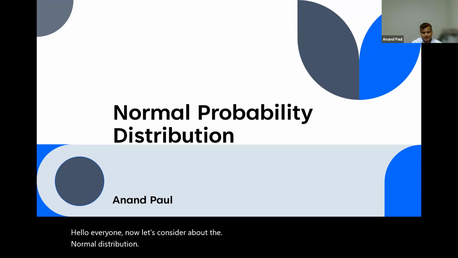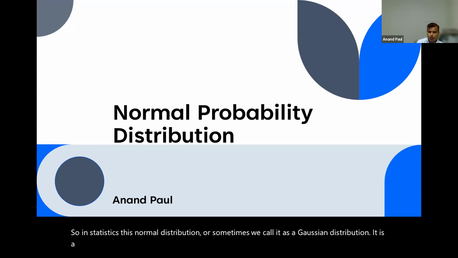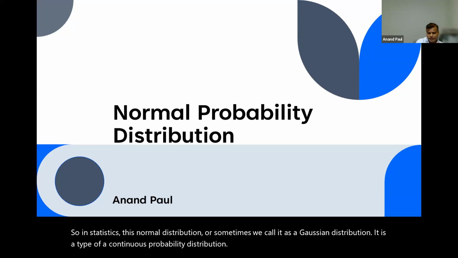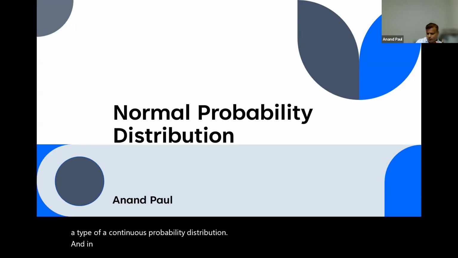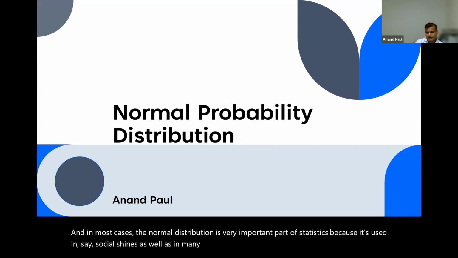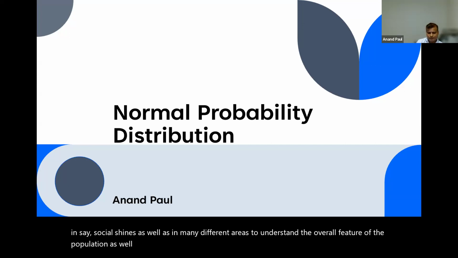So in statistics, the normal distribution, or sometimes we call it a Gaussian distribution, is a type of continuous probability distribution. In most cases, the normal distribution is a very important part of statistics because it's used in, say, social science as well as in many different areas to understand the overall features of the population as well as the sample.